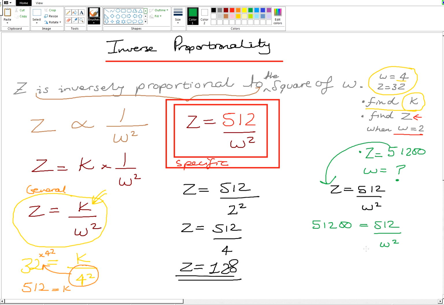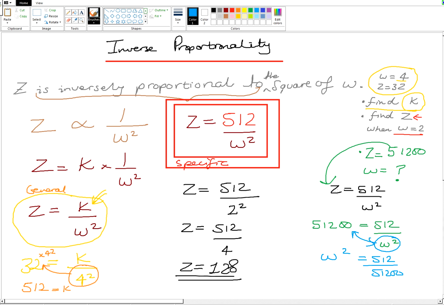Now what do we need to do? We need to work out W. We're not doing a straightforward substitution into the calculator; we have to rearrange the equation to work out the value of W. So we cross multiply. Opposite divided by W squared is times by W squared, and opposite times by 512 is divide. These two just swap places. So W squared is equal to 512 divided by 51200.